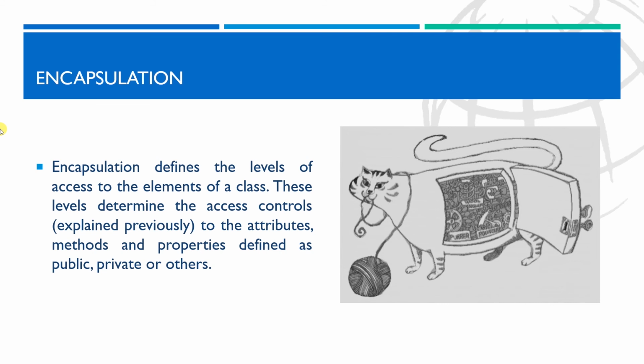Encapsulation defines the level of access to the elements of a class. This level determines the access control to the attributes, methods, and properties defined as public, private, or others. Encapsulation is defined as the wrapping up of the data under a single unit. It is the mechanism that binds together code and the data it manipulates. Another way to think about encapsulation is as a protective shield that prevents the data from being accessed by the code outside this shield.